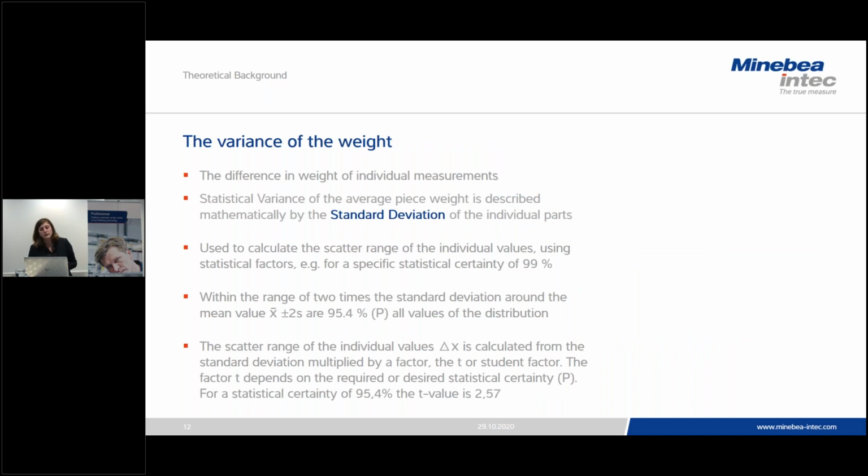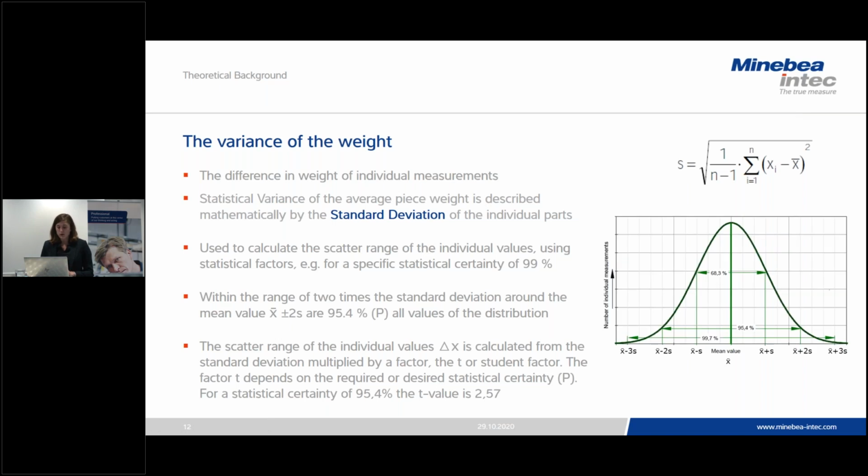So I've talked a lot now about the variance of the weight. You saw that in the first 3 influence factors, there was written the variance of the weight. The variance of the weight is the difference in weight of individual measurements. So when you take, for example, a measurement series of 6 measurements, the difference in weight of these is the variance of the weight. This is called the statistical variance, and it is described mathematically by the standard deviation of the individual part. We can see the formula for this here at the top. You don't have to keep this formula in mind. I just wanted to show it to you, as this is the equation for the standard deviation.